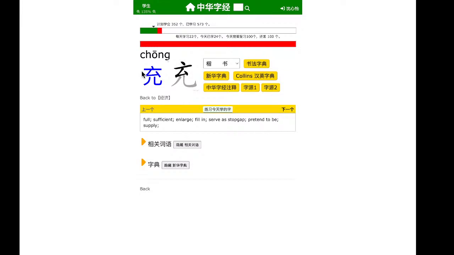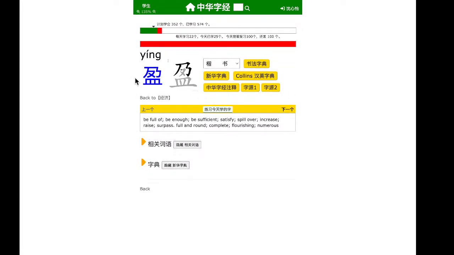充 means to fill in, both as in to fill something full with contents, to be sufficient, but also as in substitute. Here you have other meanings like serve as a stopgap, backup measure, pretend to be, those sorts of meanings of fill in, as well as the literal meaning of to make something full.